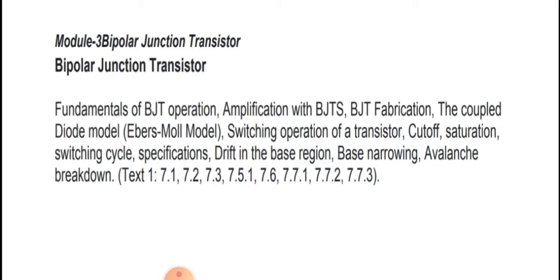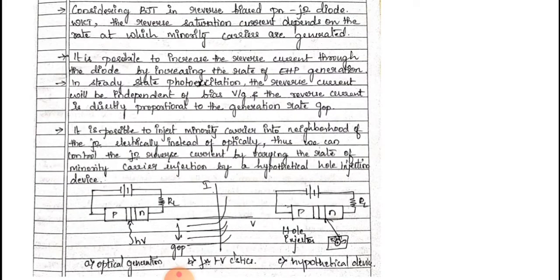Okay, so let's move on to the first topic, that is fundamentals of BJT operation. We know BJT is a three-terminal device: emitter, base, collector. Before moving on to the structure and details of BJT, first we will see why a BJT arrived, or the need for BJT arrived. So we will see here.